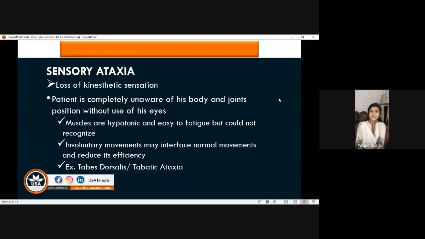The next one is sensory ataxia. In case of damage to the receptors, the proprioceptors, the person will not be able to sense the joint position. So he will not be able to recognize the contraction or relaxation. He will keep on performing the activities without knowledge of those movements, and it leads to extreme fatigue. So when, after some duration, a person takes rest, what will happen? He will be in extreme fatigue.